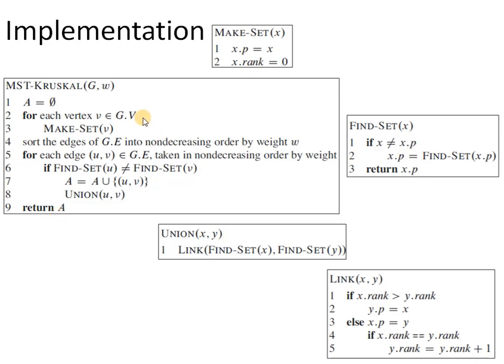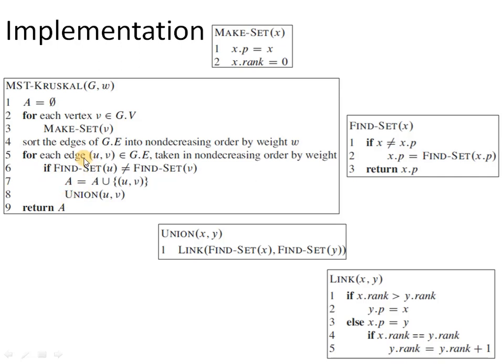Now talking about the complexity of this algorithm, line number 1 is a constant time operation, and then lines number 2 and 3 are bounded by a factor of the total number of vertices present in the graph, that is mod of V. Then at line number 4 we are sorting the edges. We can use any sorting algorithm. So let's say we are using a sorting algorithm with a complexity of n log n. So here the complexity comes out to be E log E.